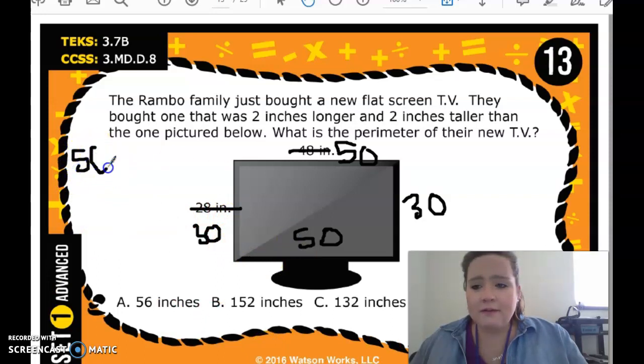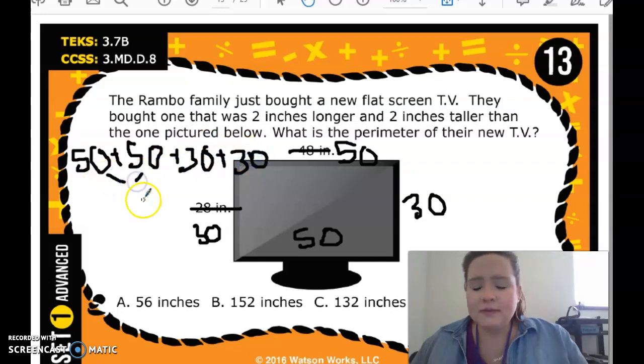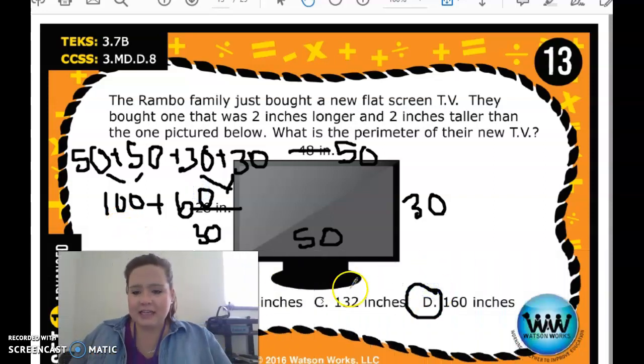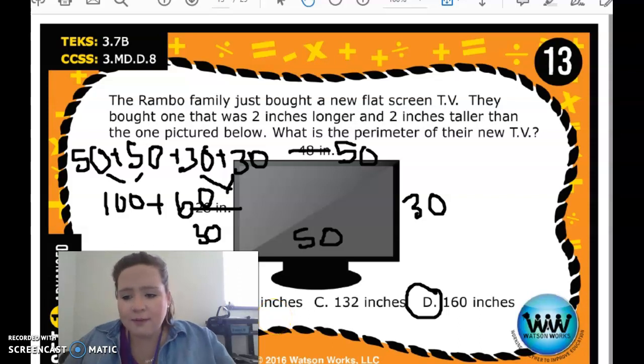So I'm going to add up 50 plus 50 plus 30 plus 30. 50 plus 50 is 100. Awesome. And 30 plus 30 is 60. 100 plus 60 equals 160 inches. Awesome, awesome job.